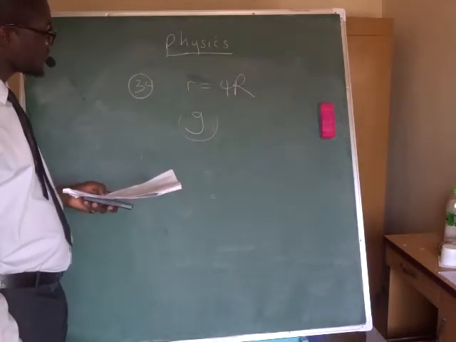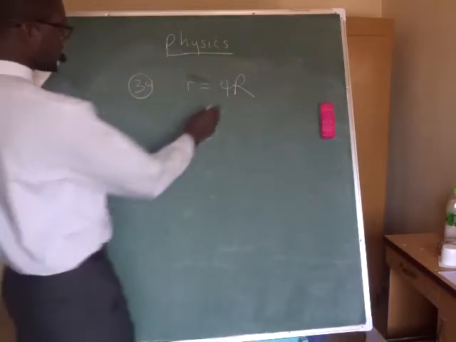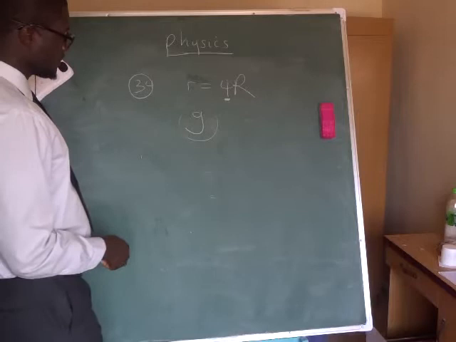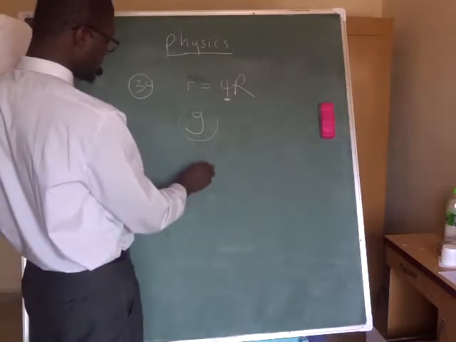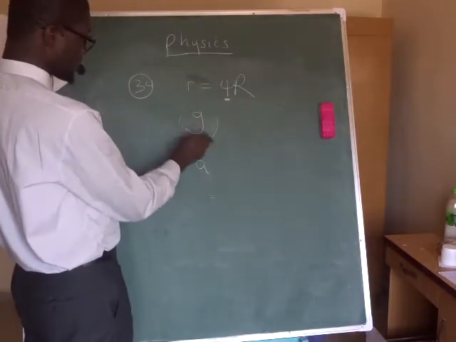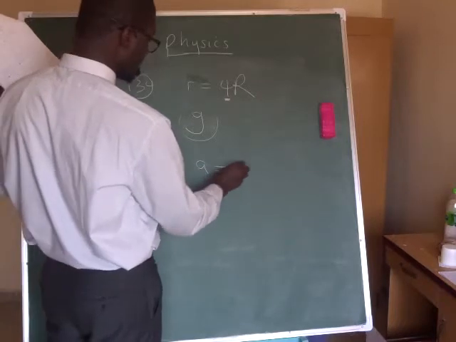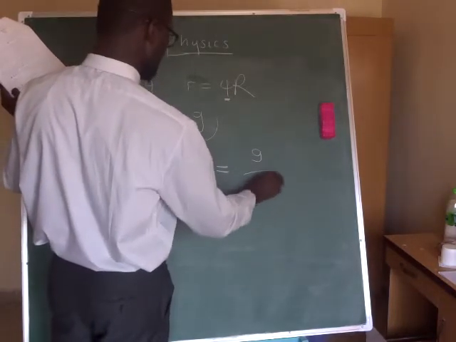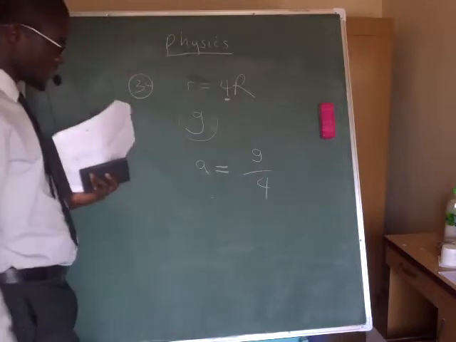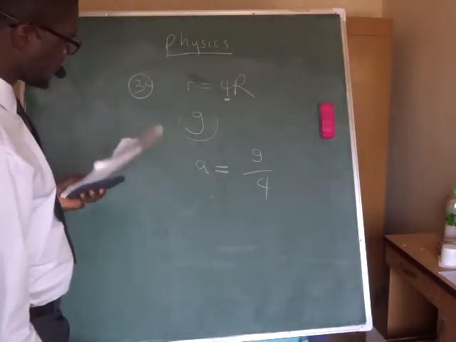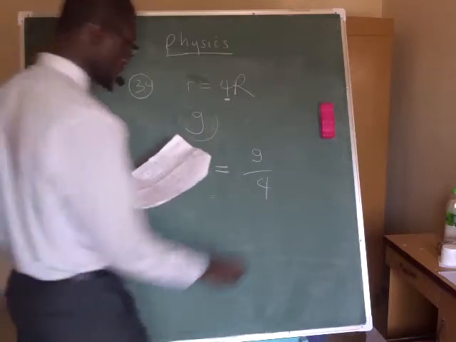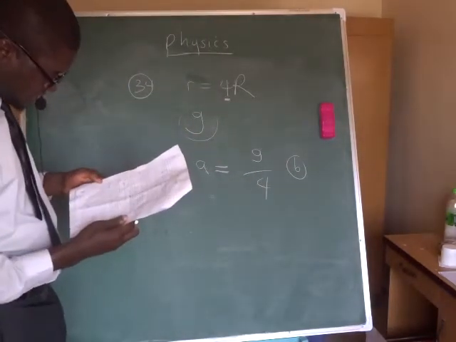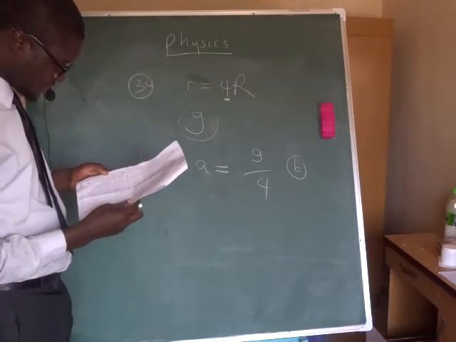So our multiple here is 4. If I want to know the acceleration of this body in relation to acceleration due to gravity, I'll just divide my acceleration due to gravity by the multiple of the radius of the Earth. So it will be g over 4, which is option B. G over 4. Question 35 is also a calculation.